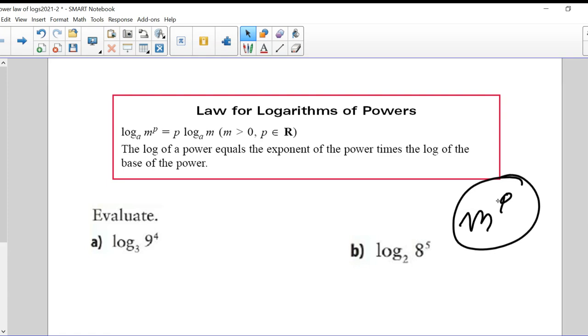I can take the p from the power, the exponent, and put that in front of the log. So that's exactly what you see happening here. So the exponent becomes like a coefficient, right? So it's the same thing as p log base a of m, as long as m is greater than 0. In other words, you can't take the log of a negative number.